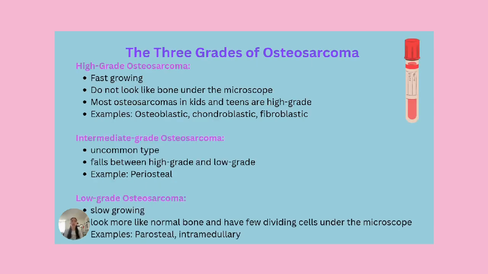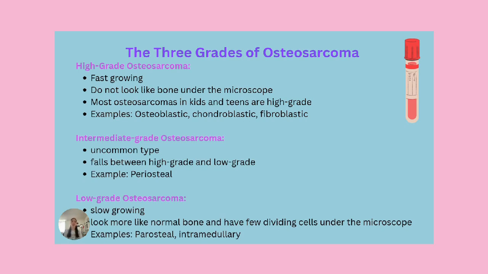The three grades of osteosarcoma are, first, high-grade osteosarcomas. Those are fast-growing. They don't look like bone if you look at them under the microscope. And most osteosarcomas in kids and teens are high grade. Examples for high grade osteosarcomas are osteoblastic osteosarcomas, chondroblastic, and fibroblastic osteosarcomas.